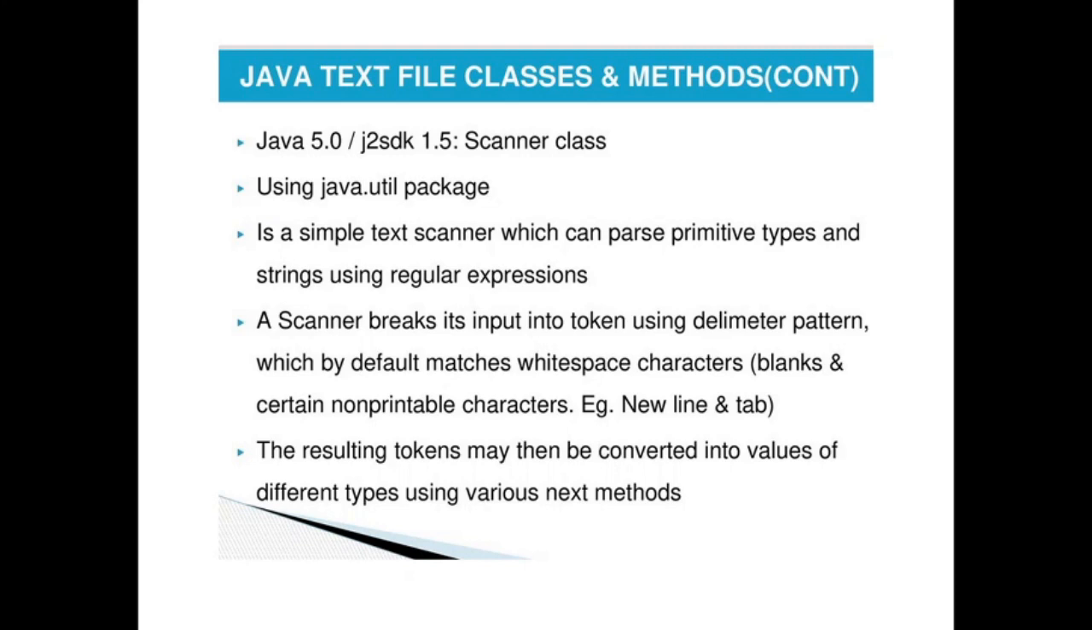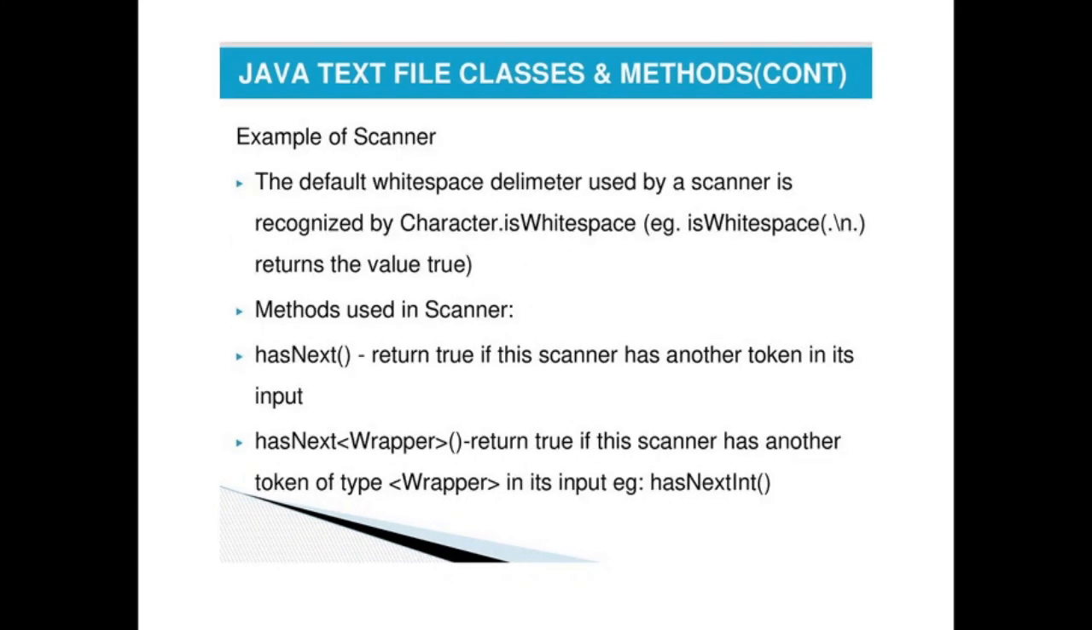The resulting tokens may then be converted into values of different types using various next methods. Okay, it is very simple to use. I am telling you how. First of all, the default whitespace delimiter used by the scanner is recognized by Character.isWhitespace. It returns true. And what are the methods that I use in a scanner?